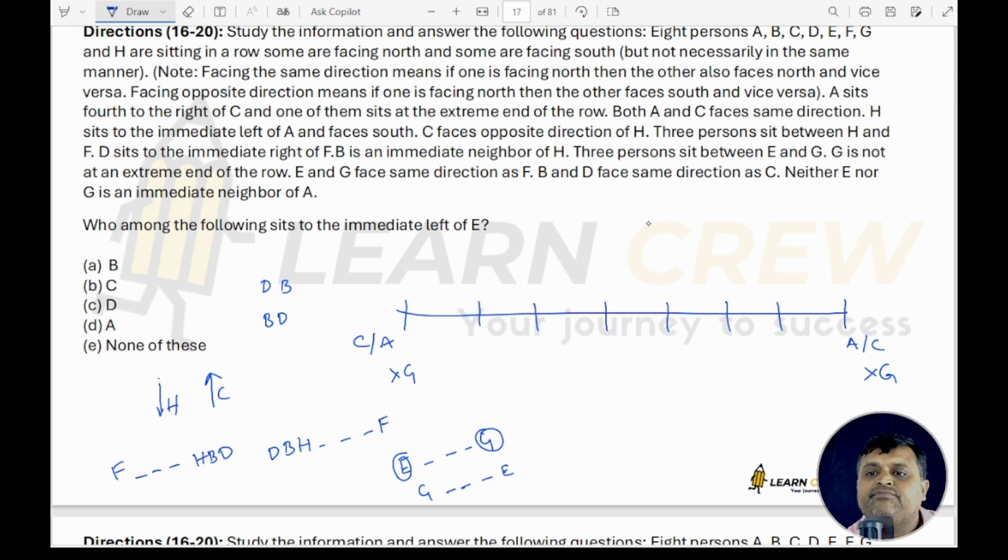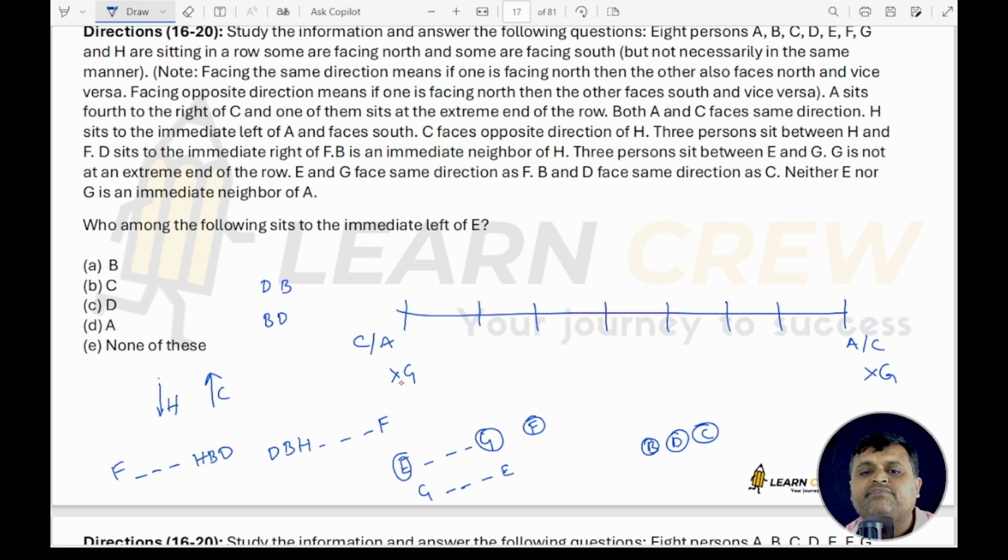Now B and D face the same direction as C. E, G, F facing the same direction, and B, D, C facing the same direction. Neither E nor G is the immediate neighbor of A. So now if you see here very clearly, what can be understood here? Neither E nor G is the immediate neighbor of A. 3 persons sit between E and G.